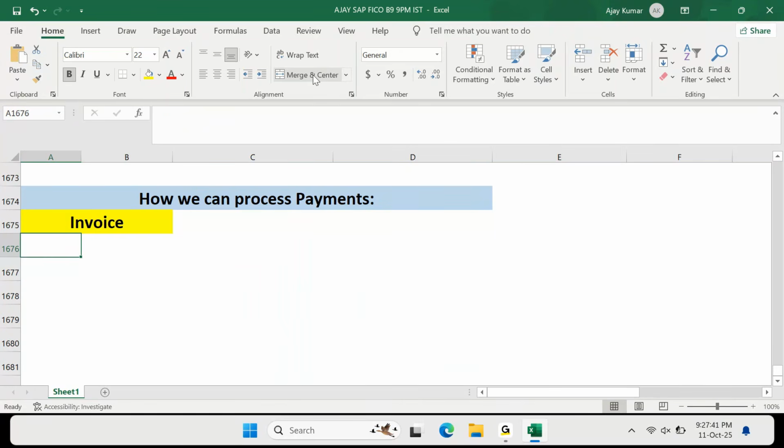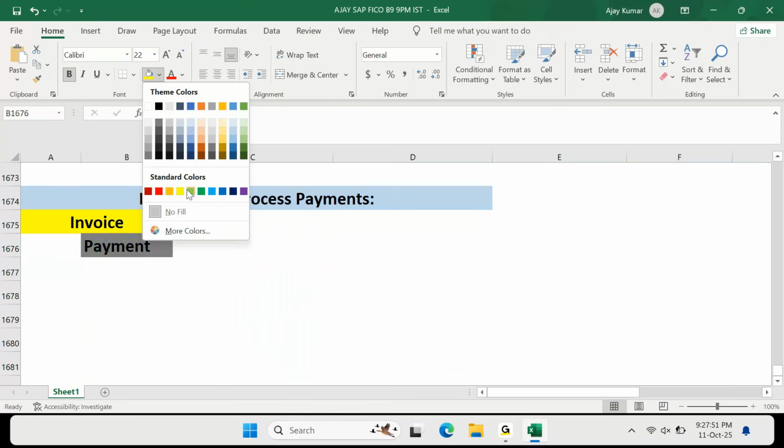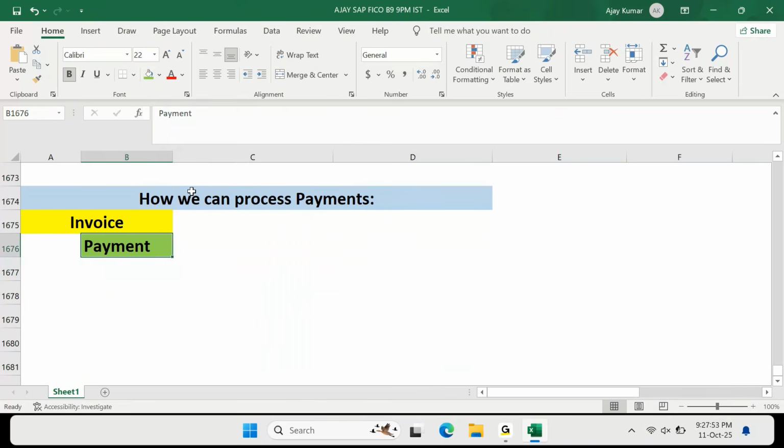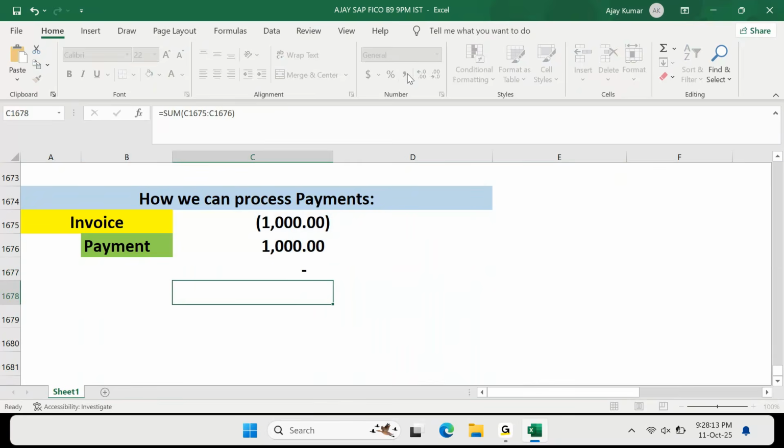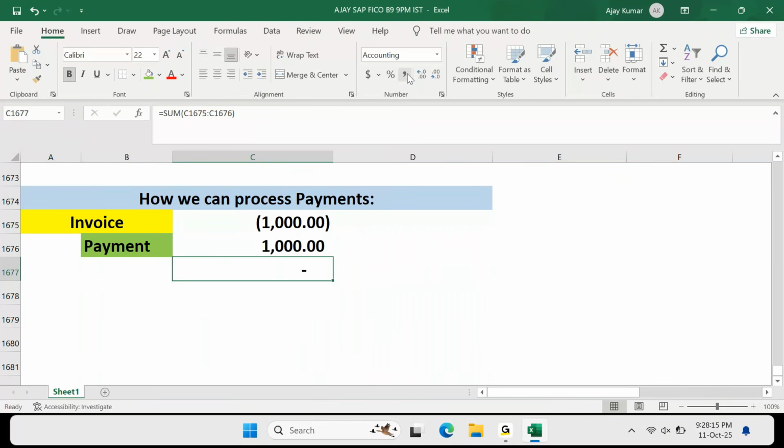Now here, when you process the payment based on the invoice, what will happen? If your invoice, for example, is 1000, payment will be 1000 only, right? Yes, sir. Now, if you put payment against the invoice, total should become zero or not? Yes. Zero only.